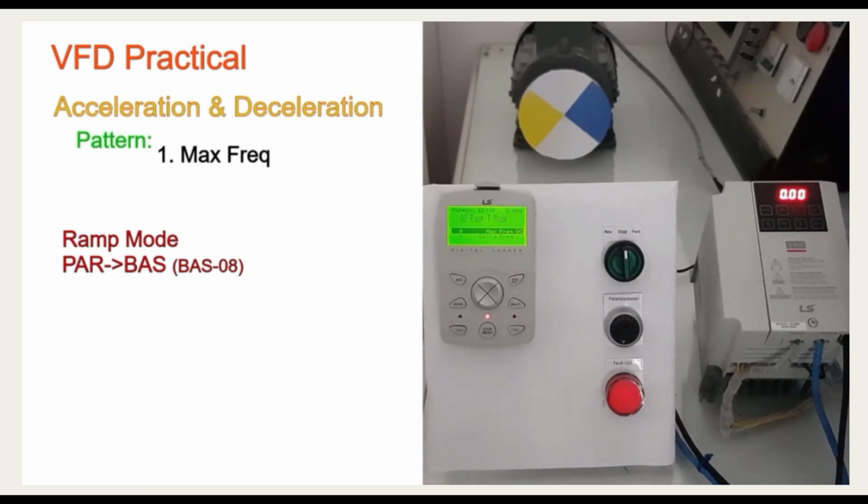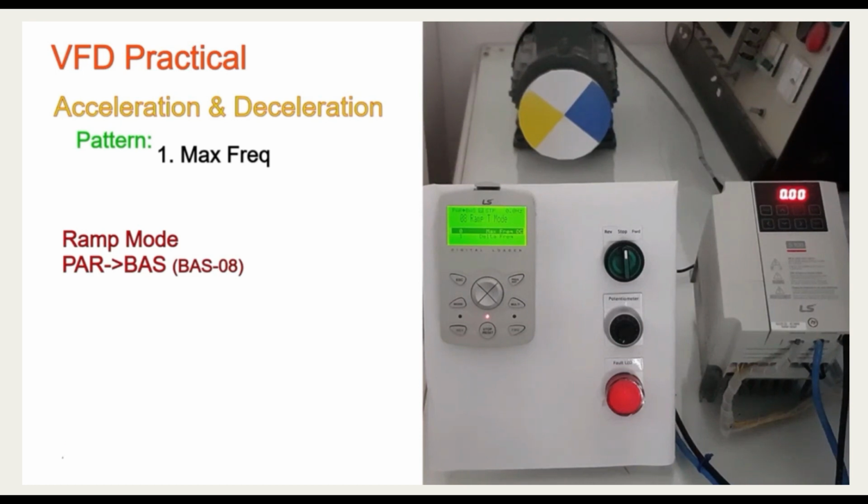What is maximum frequency? Well, if acceleration time is 10 seconds and I need to get to maximum frequency, it will take 10 seconds to get to the maximum frequency. In our case, maximum frequency is 60 Hz. So that means to get to 30 Hz, it will take 5 seconds. But what is delta frequency?